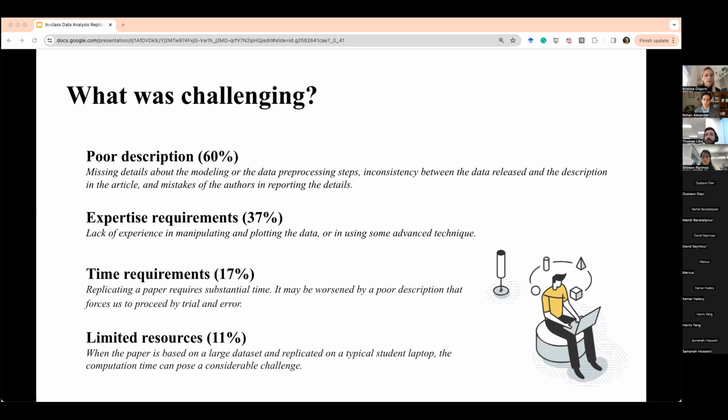Students also talked about time requirements, where doing this takes a substantial amount of time, and this is worsened by the poor descriptions. One student wrote, it's almost like trial and error, and see what will work and test a lot of different things. Then students also talked about limited resources. Some of the 10 papers used large data sets, and that was actually the focus of the class, data science for large data sets. We made sure that it could be done on a typical student laptop, but students still talked about computation time, and how when you run something, you need to wait, and this makes it challenging and time consuming.